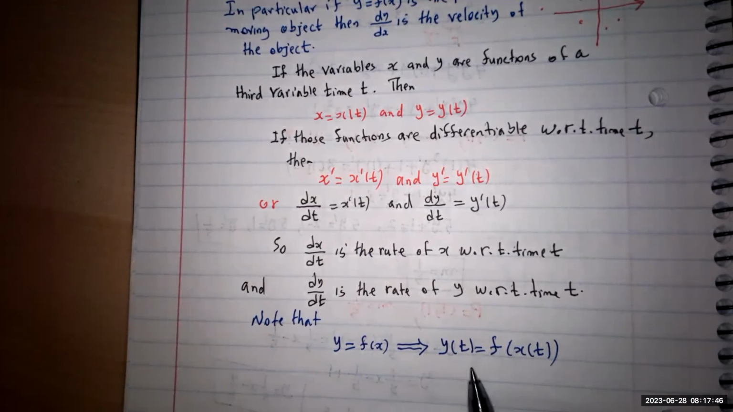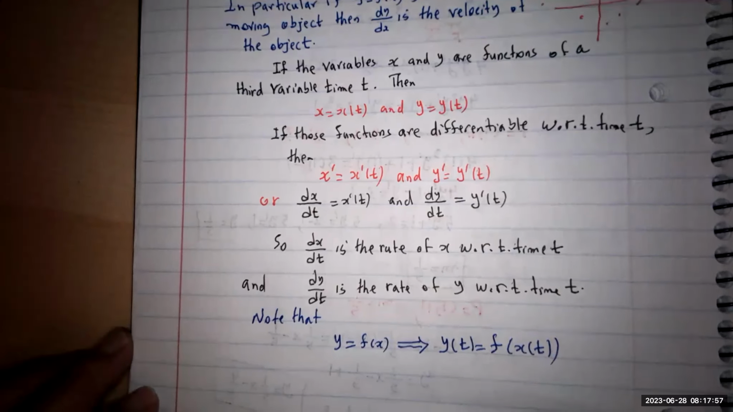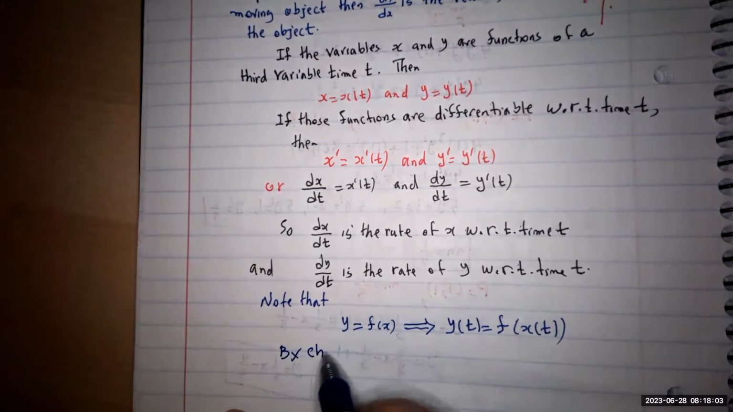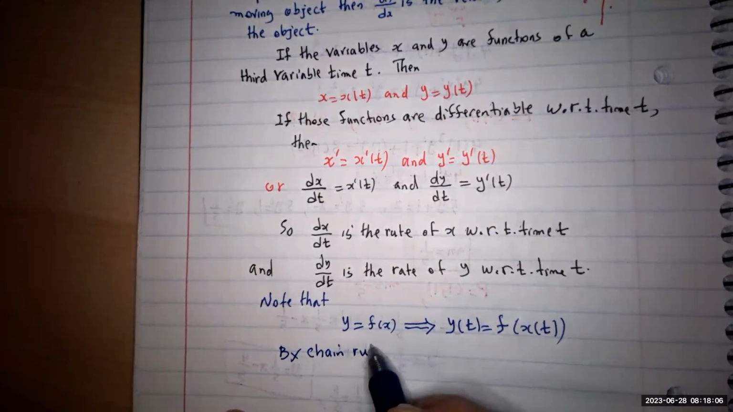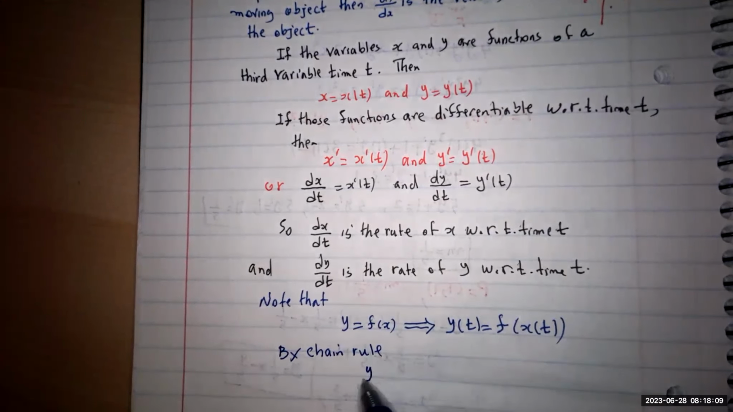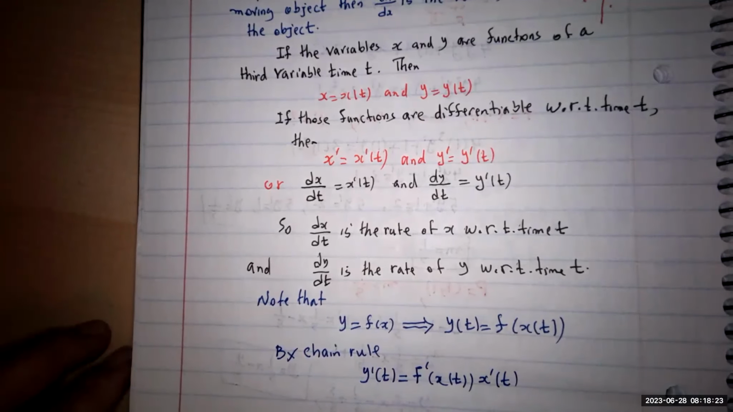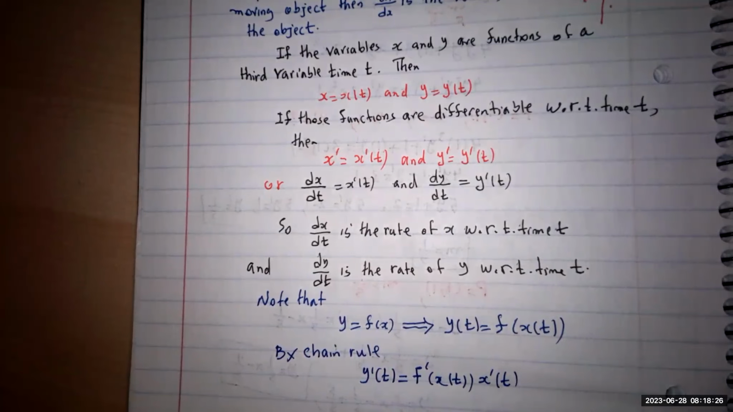If you differentiate this form, you see y prime. This is the composition of two functions. Outside function is f, inside function is x. So if you want to differentiate it with respect to t, you have to use the chain rule. So by chain rule formula, y prime of t is going to be what? Derivative of the outside, f prime of x of t, times derivative of the inside, x prime of t. So it's nothing else. Even when you substituted, everything would be a function of t.